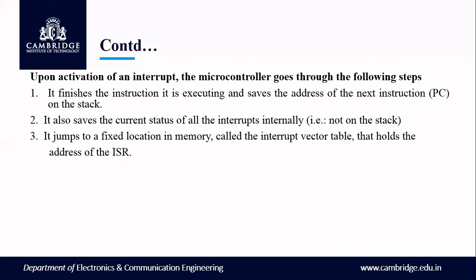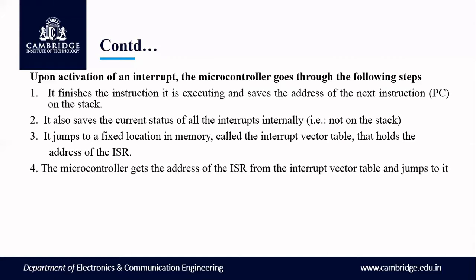After the first and second steps, the third step, in order to service the interrupt, is to go to the interrupt vector table. In the interrupt vector table, you will know where the service routine for that particular interrupt is. Then it will point to that address and execute that subroutine. The microcontroller gets the address of the ISR from the interrupt vector table and jumps to it.